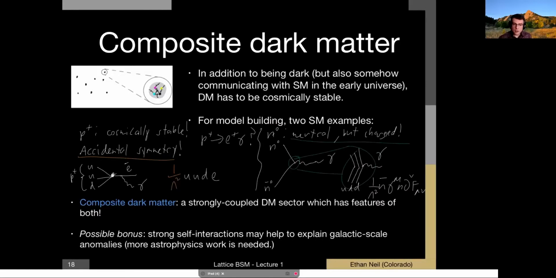There's a possible bonus to all of this. There are some hints that there's some galactic scale anomalies that sort of say that dark matter might be interacting with itself and might actually be pretty strong. And if those hold up, then strong self interactions are something you get for free very naturally out of a composite model. The jury is still out on that. There's more work on the astrophysics side, but I simply mentioned that might be an additional motivation for considering composite dark matter.